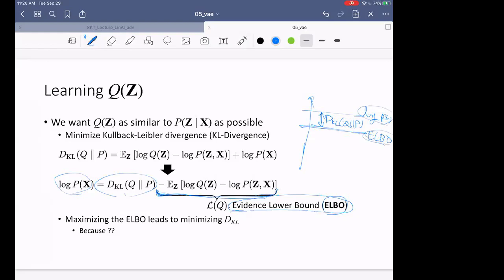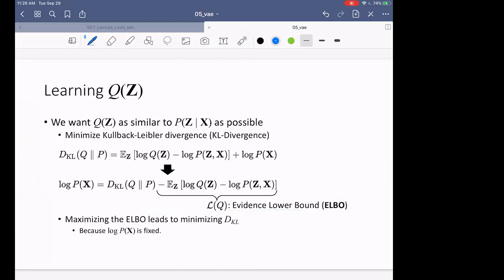So as you increase ELBO like this and this and this, that means reversely your D_KL is being minimized, becoming smaller and smaller, and that's what you want. So that's why the term lower bound is there. All right, so maximizing the ELBO leads to minimizing D_KL because log p(x) is fixed. So this is fixed, and you want to maximize this term in order to minimize this term. All right, I hope this ELBO thing is clear to everybody. I'm going to move on then.